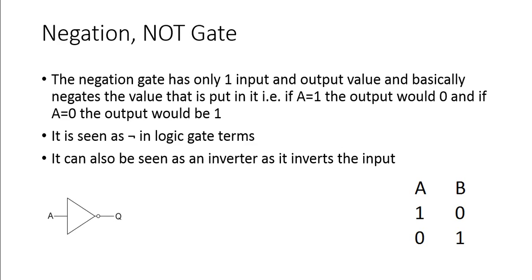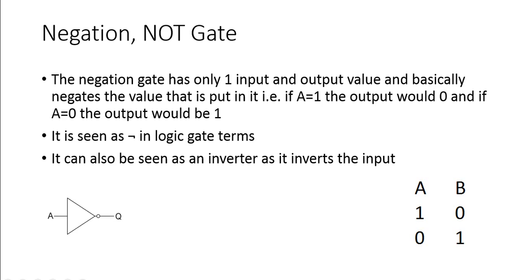So the third gate is the negation gate. The negation gate only has one input value and one output value, and it basically just negates the value that is put into it. So if A equals 1, the output will be 0, and with A equals 0, the output will be 1. It's seen as a line going horizontally and then going down a tiny bit vertically. And it's also called an inverter, as it inverts the input. Invert just means changes it or opposes it.